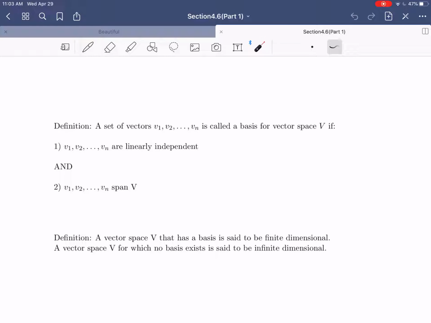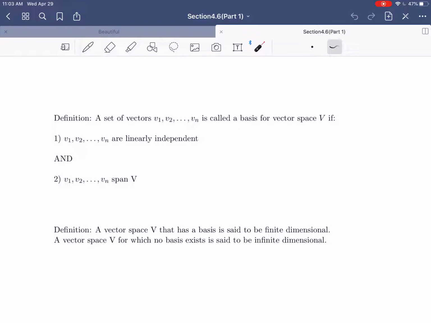So we're going to jump right in, define a basis, talk a little bit about some theorems that apply to the properties of a basis and a concept called the dimension of a vector space, and we'll also get a chance to look at the standard basis or dimension of a couple of our main vector spaces. So let's go ahead and start off with our definition here.